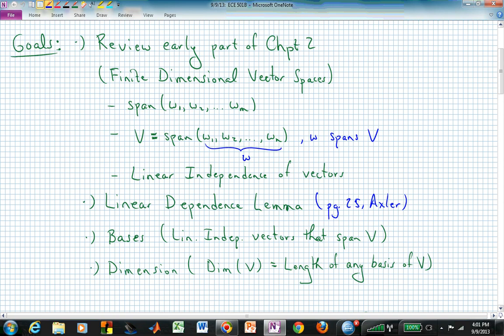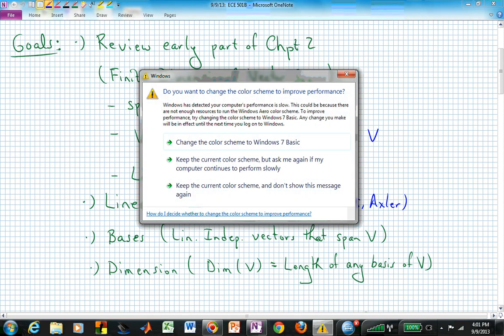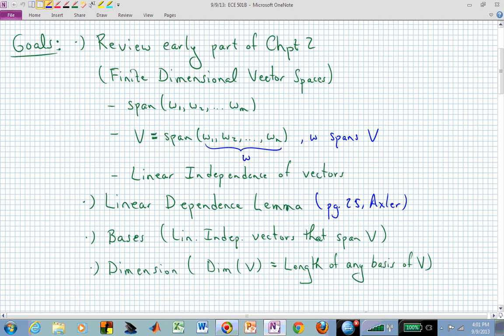We started with talking about what it means to span, or what vectors do when they're spanning something, or when you take the span of a set of vectors. If that set of vectors actually spans the entire vector space, capital V, then we say that set W spans V. That's just the terminology that we're using.